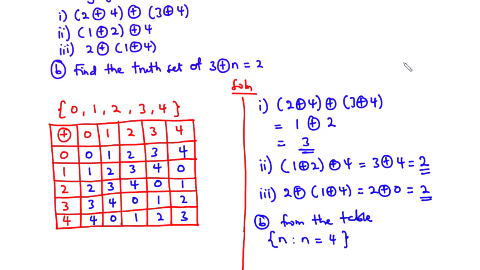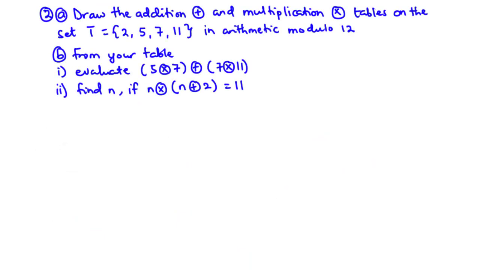Let's solve the second example. So for question 2, A. Draw the addition and multiplication tables on the set T made up of elements 2, 5, 7, and 11 in arithmetic modulo 12. B. From your table, evaluate I, 5 times 7 in a bracket plus 7 times 11 also in a bracket, II. Find n if n times the bracket n plus 2 is equal to 11.